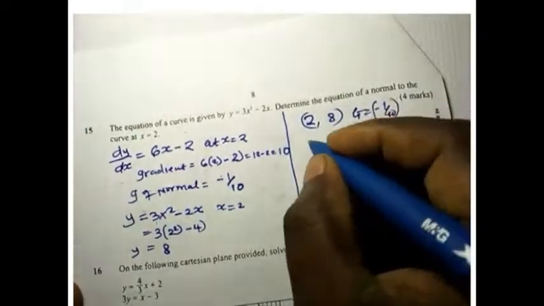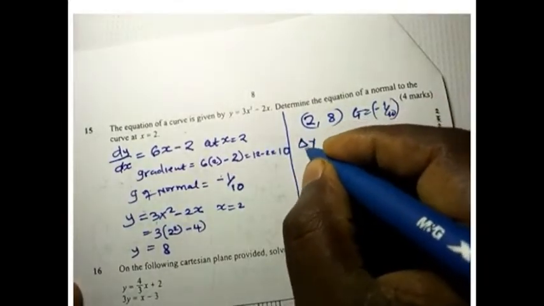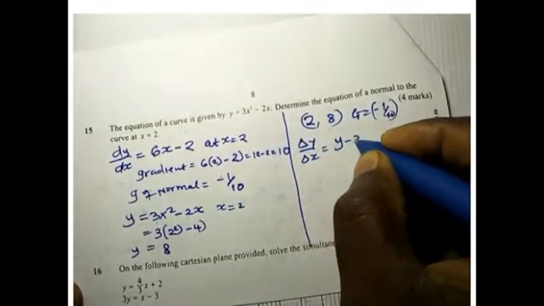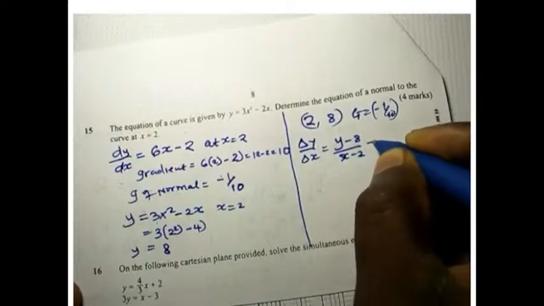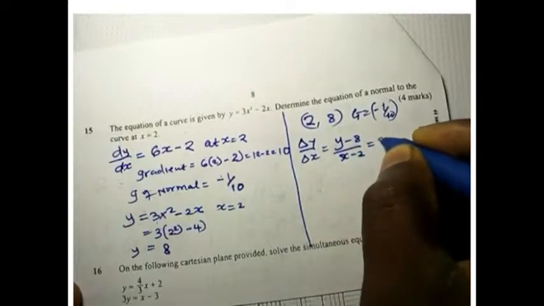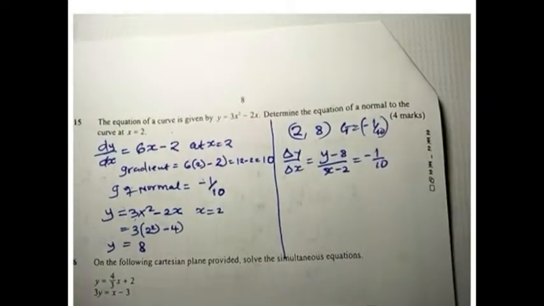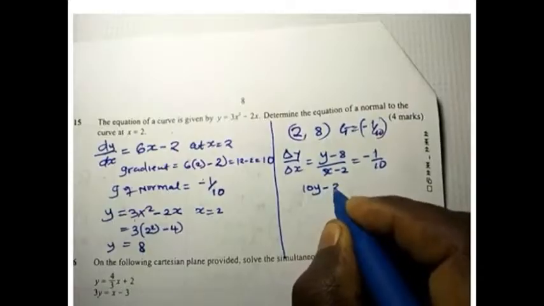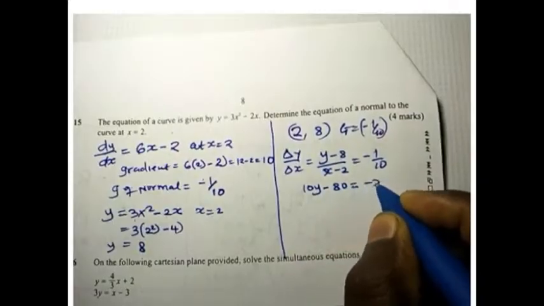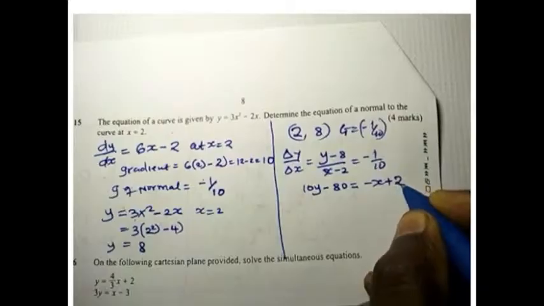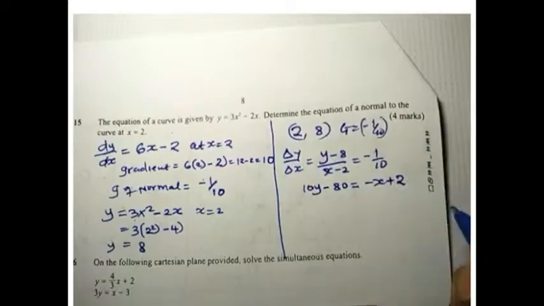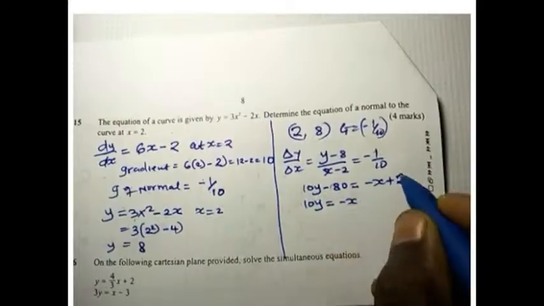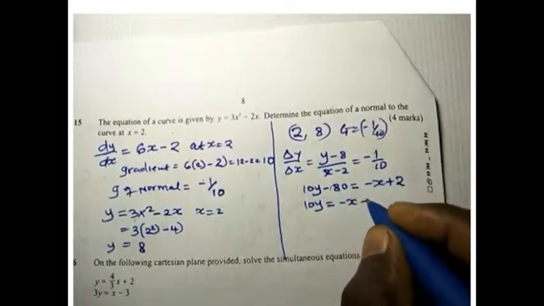Now we can get the gradient is equal to change in y over change in x, which is equal to y minus 8 divided by x minus 2, and the answer is negative 1 over 10. So we get that 10y minus 80 is equal to negative x plus 2. Then 10y is equal to negative x plus 82.